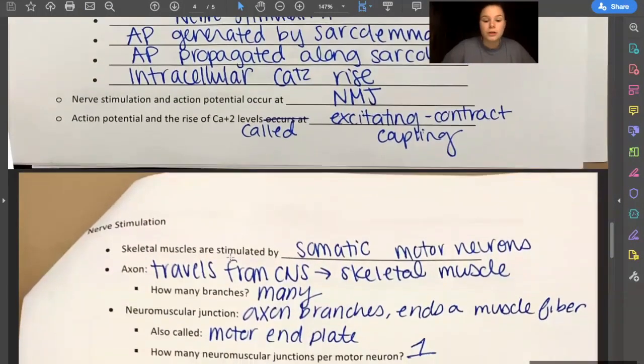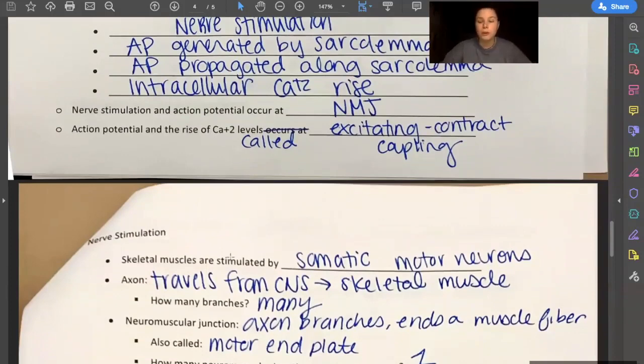Okay. So how many neuromuscular junctions are per motor neuron?